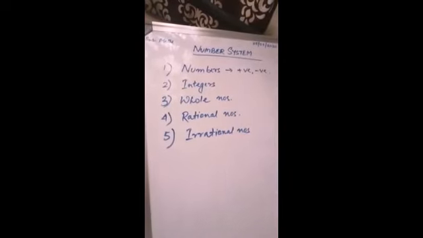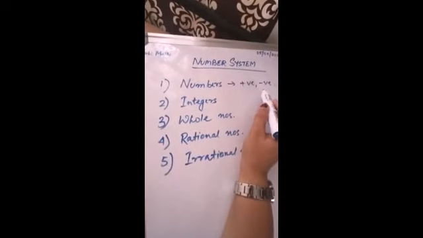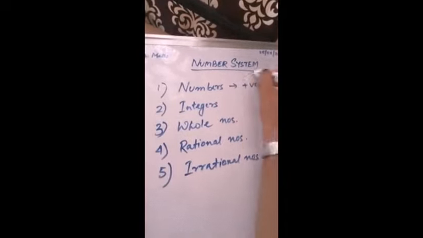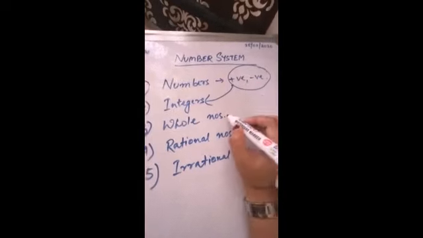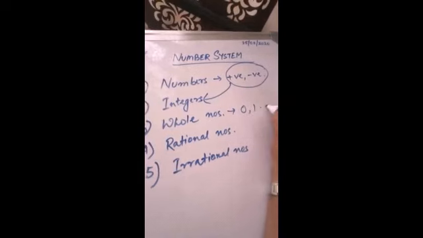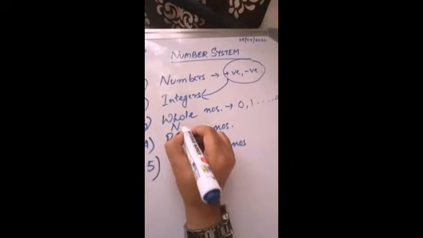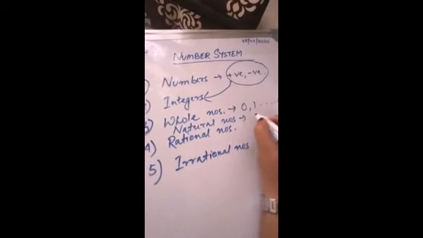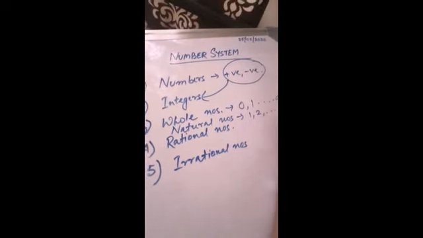So on the first day of your class, what have you learned? Numbers, positive numbers and negative numbers. There are two kinds of numbers, positive and negative. Now positive and negative numbers together as a whole are known as integers. Then comes whole numbers, which start from 0 and go on till infinity. Then comes natural numbers, which is 1, 2, that means all the positive numbers till infinity.